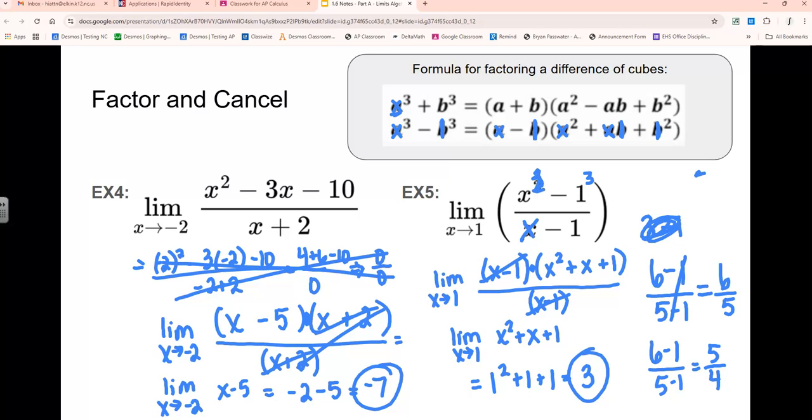You won't see a lot of that, having to factor the cube, but it's going to be sprinkled in once in a while for that. Most of it's going to be factored like this right here.